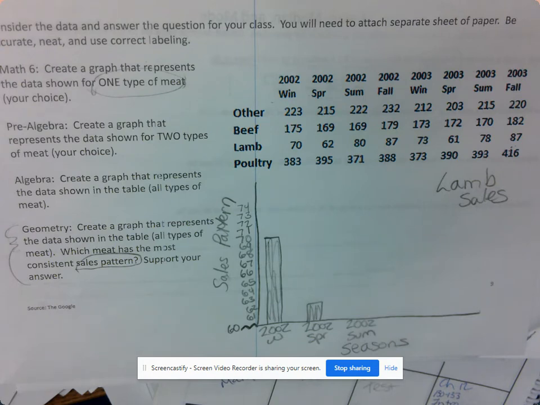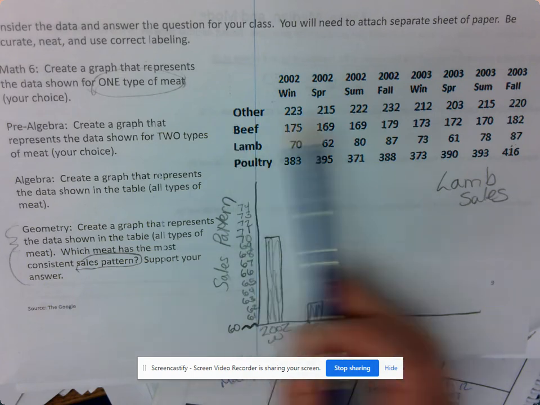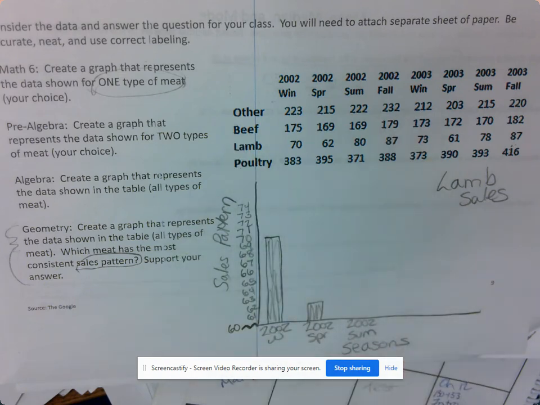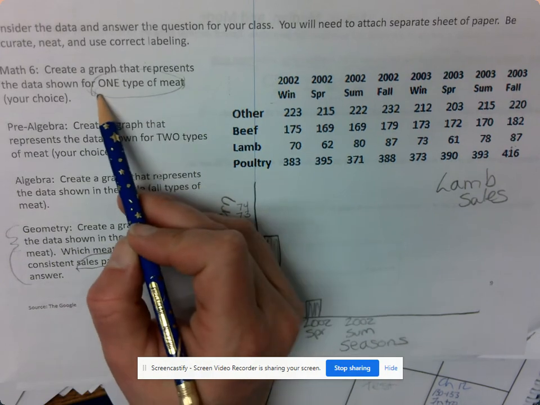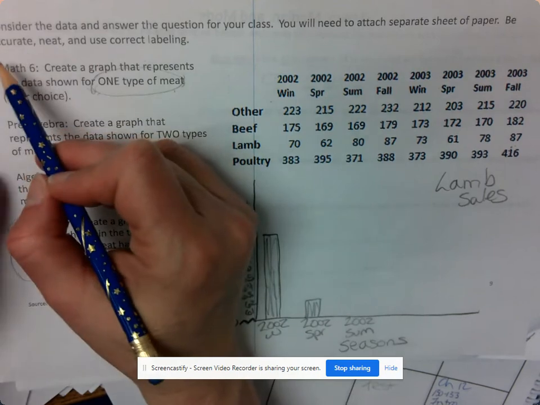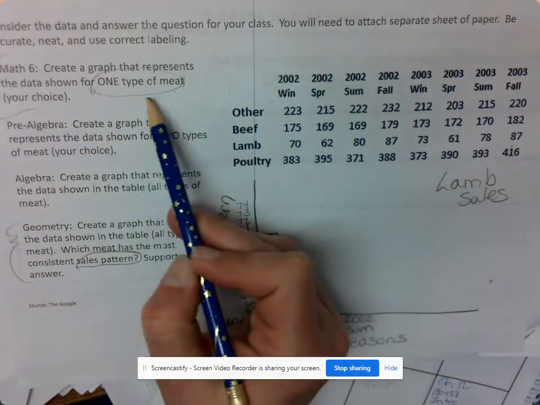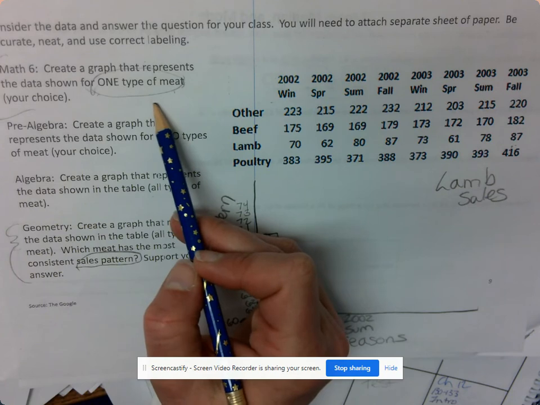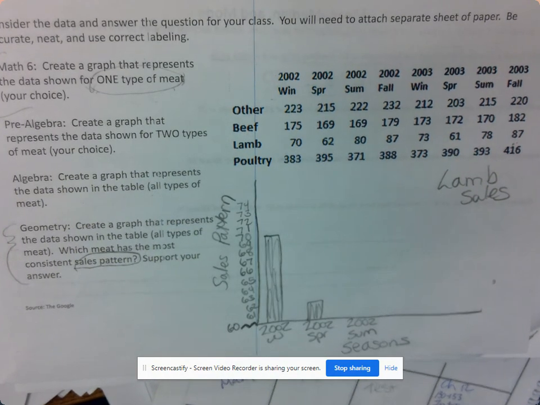Anthony? So you don't have to use all the numbers? You do. You need to finish it. I'm not doing the whole thing for you right now so you can just copy it. You have to finish the graph. Show that you can finish it. I got you started. You need to finish it. Do you have to do it for lamb? Nope. You could choose a different meat. For one type of meat. So it's always important that we read the full directions. I even circled it. We only have to do one type of meat for Math 6. Okay.